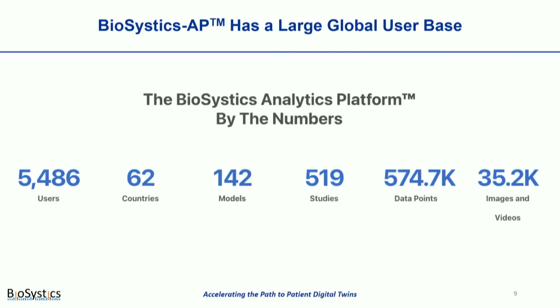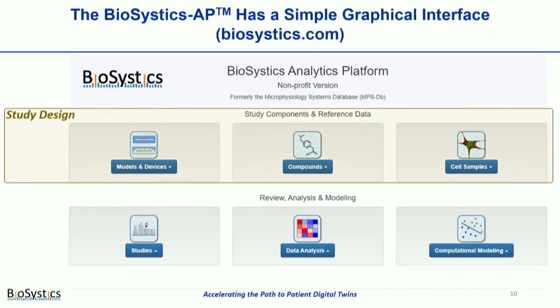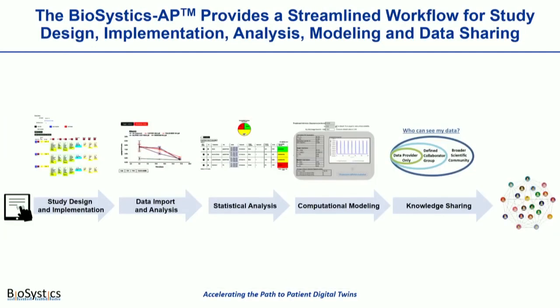So what I wanted to do is show what the BioSystics AP actually looks like. This is the graphical user interface, and you can see there's an area for study design where you're creating individual studies. Those same studies can then be implemented and analyzed all in this same analytics platform. This is what the workflow looks like, going from study design and implementation to bringing the data into the analytics platform. For modules like statistical analysis and computational modeling, all that can then be shared within your control.